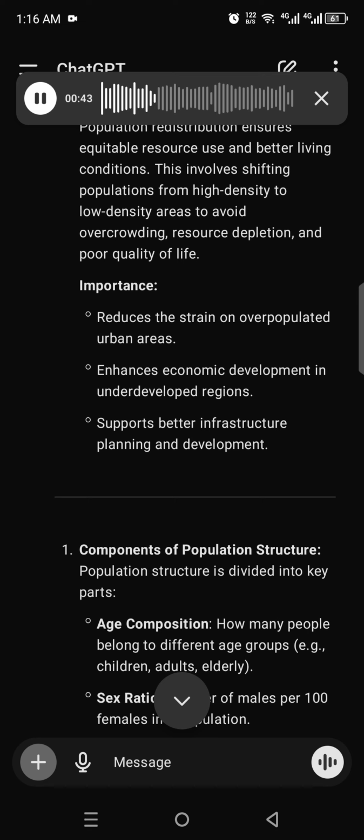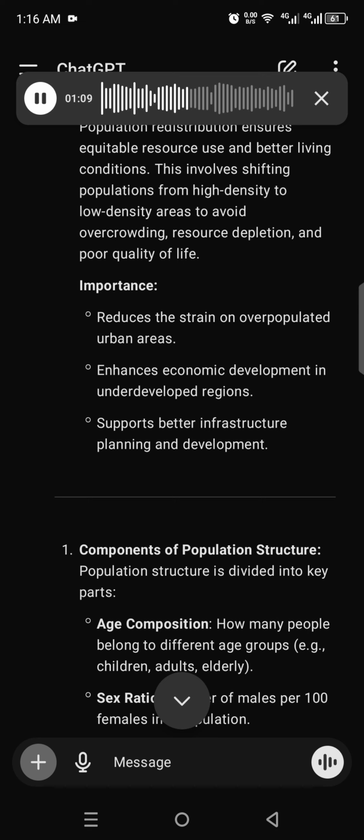2. Components of population structure. Population structure is divided into key parts. Age composition: how many people belong to different age groups, e.g., children, adults, elderly. Sex ratio: number of males per 100 females in a population. Dependency ratio: ratio of dependents, age groups 0 to 14 and 65 plus, to the working age population, 15 to 64.